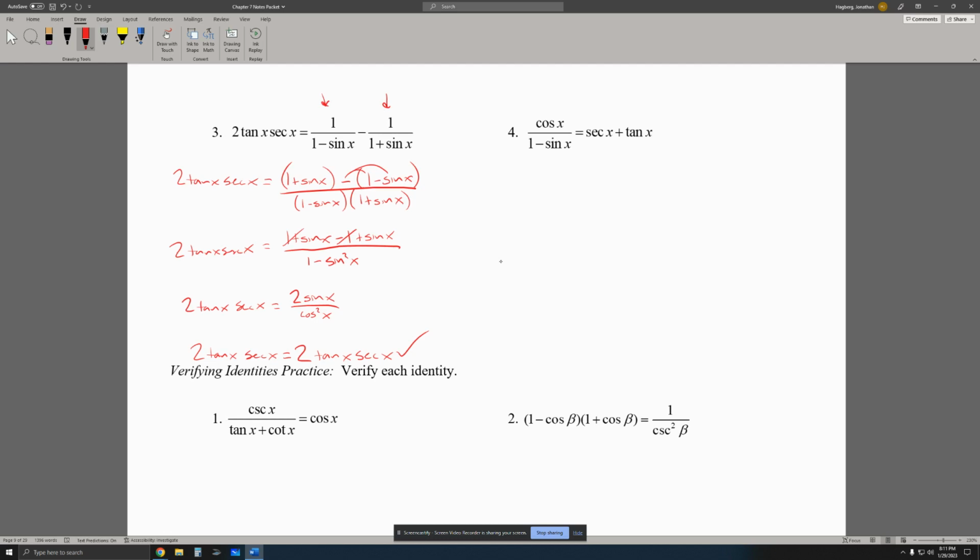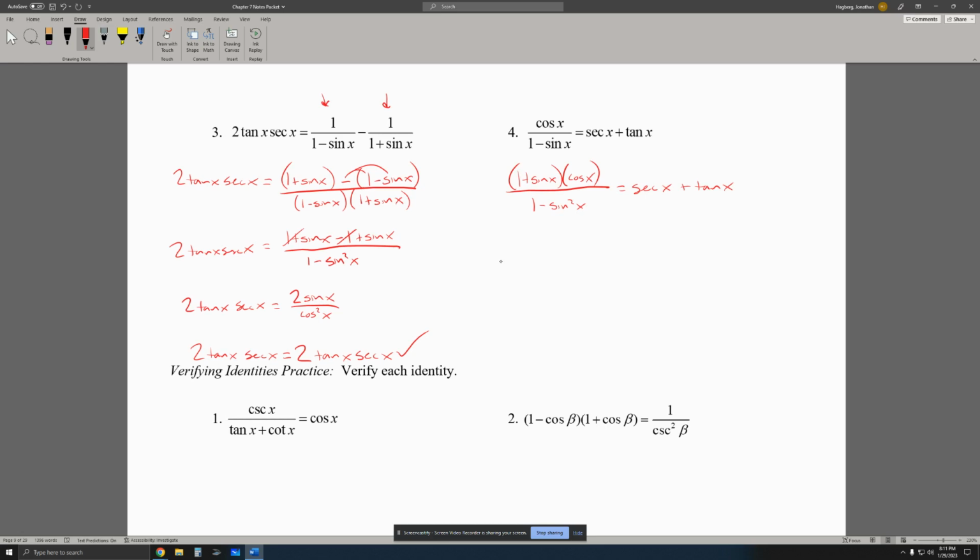So I'm going to multiply this by a clever form of 1, the 1 plus sine x over 1 plus sine x. So we get 1 plus sine x times cosine x over the product of 1 minus sine x times 1 plus sine x, or the difference of squares. Okay? And we want this equal to secant of x plus tangent of x.